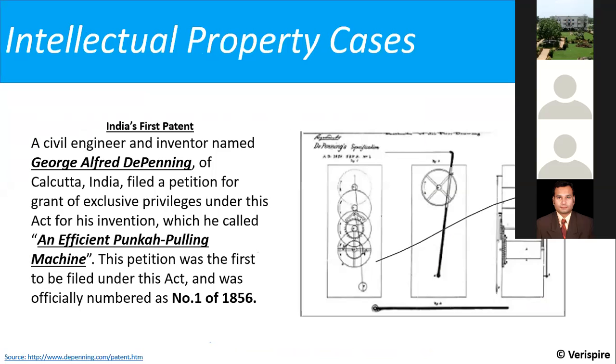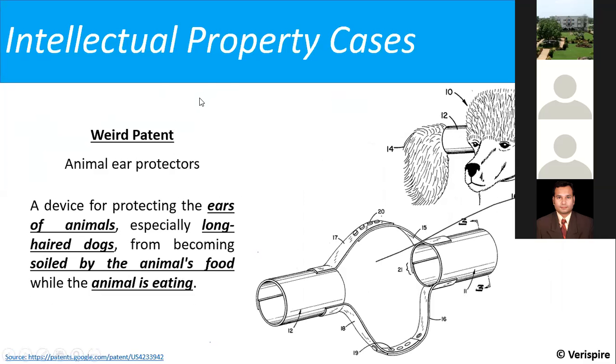The first patent in India was granted in 1856. A mechanically efficient pankha pulling system was granted to George Penning. Quite unique and simple. The first four patents of India were granted to George Penning, of which the first patent is an efficient pankha pulling system. A weird patent.